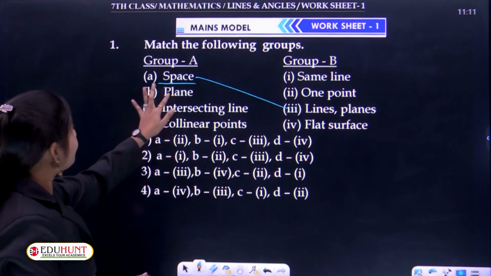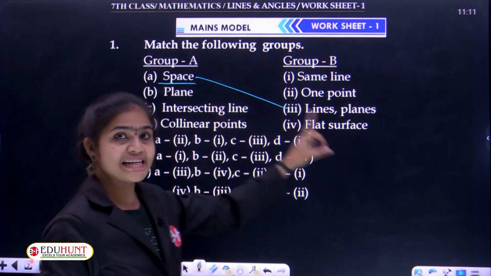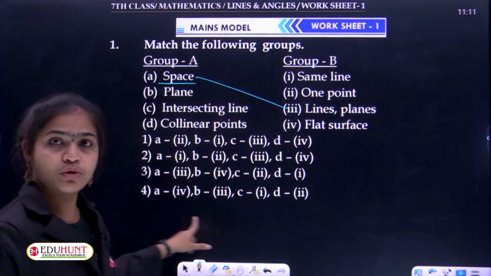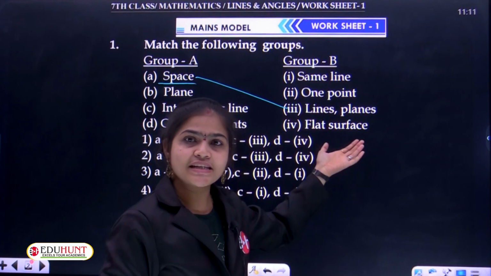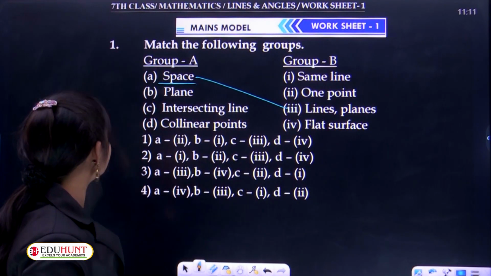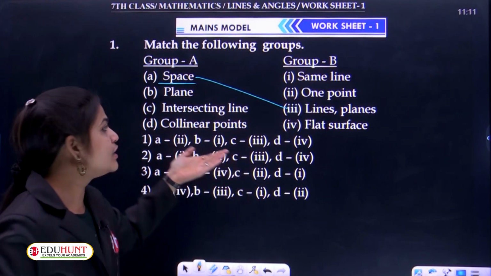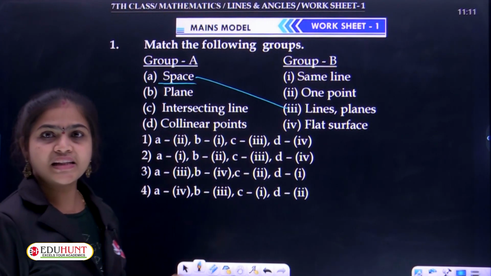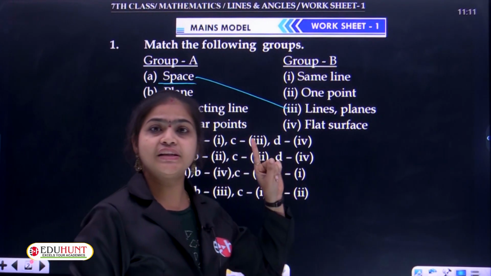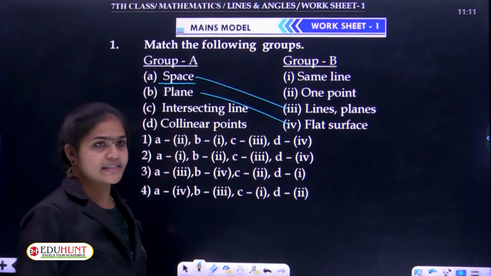Next, plane. We are talking about the plane. Plane is a flat surface. Here this is a board, right? Here I am writing something on the surface. This surface is just a flat surface only, no? On this flat surface only I am writing, right? So that's why we will call this board one of the planes. Understood? This board is one example of a plane. Then plane is a flat surface.